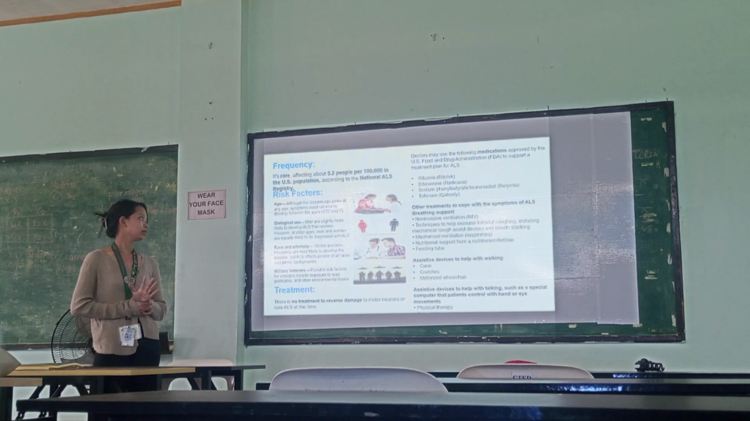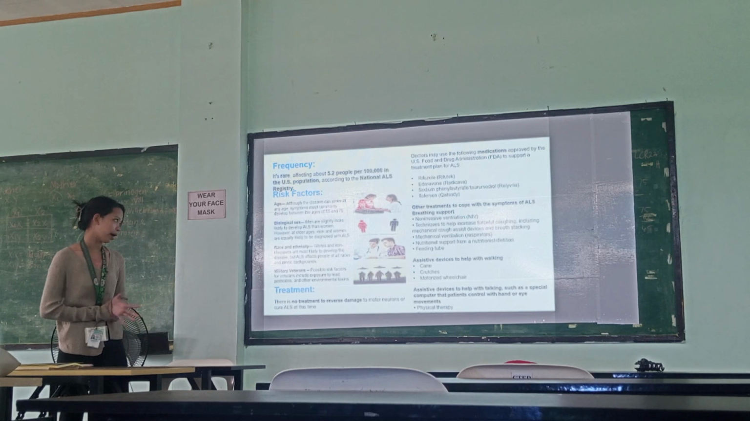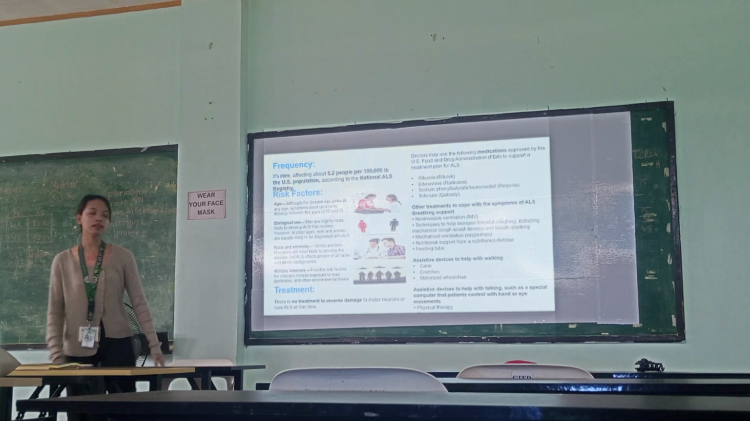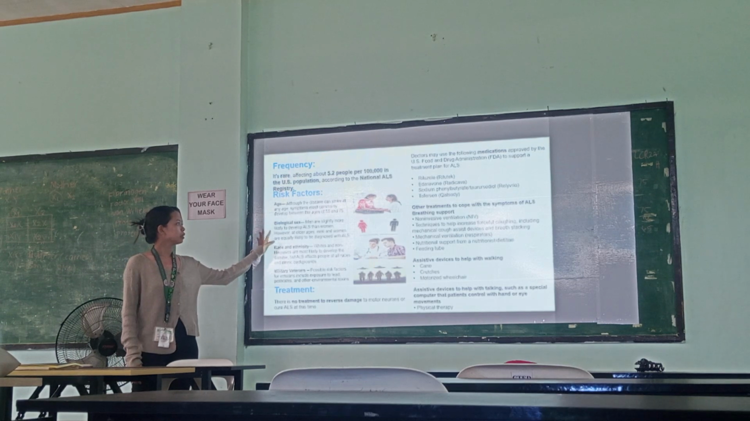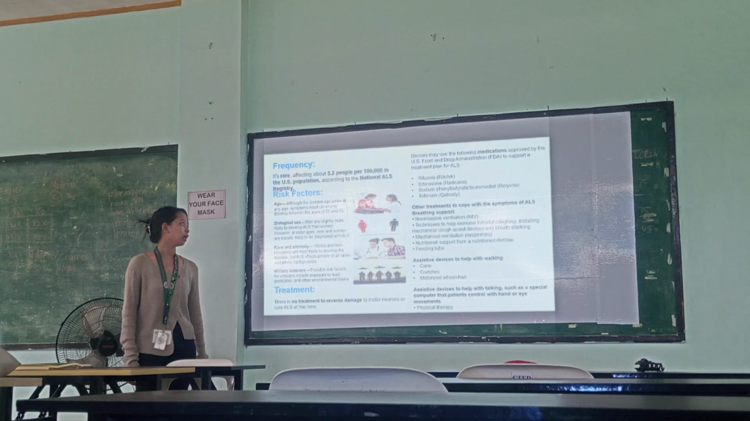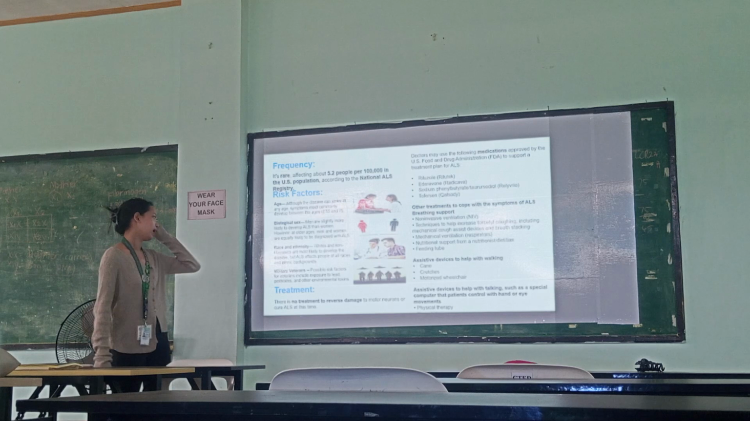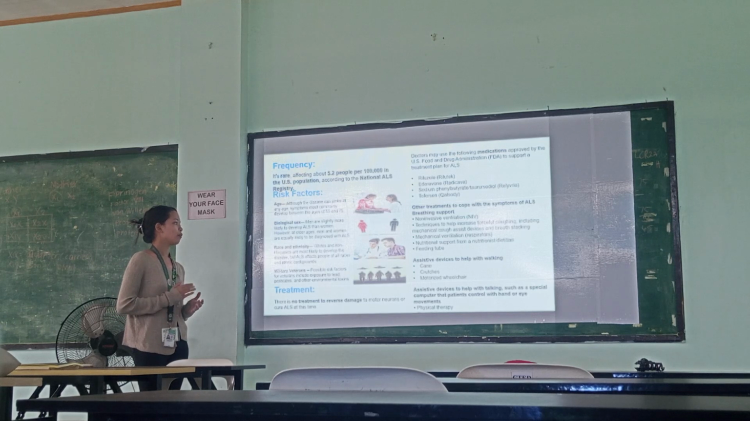Sa biological sex naman, ayan, lalaki yung more likely to develop kesa sa babae. So, ayun, katulad ng explain ni Mr. Pam kanina, kung bakit lalaki yung more likely to develop the disease. Pero at older ages, naging equal na, equally likely to be diagnosed. And race and ethnicity: whites and non-Hispanics are most likely to develop the disease, but it also affects people of all races and ethnic backgrounds.